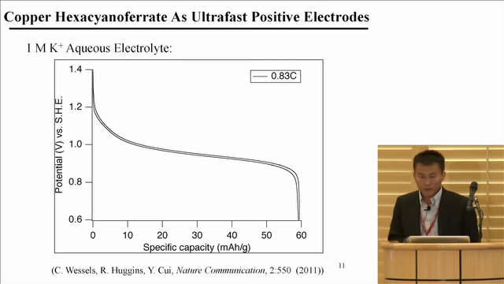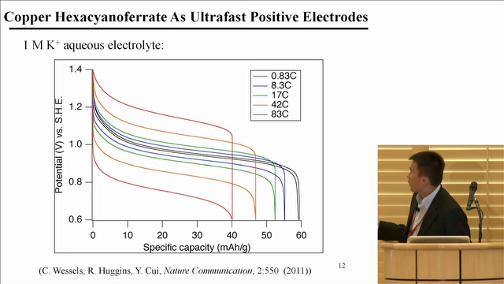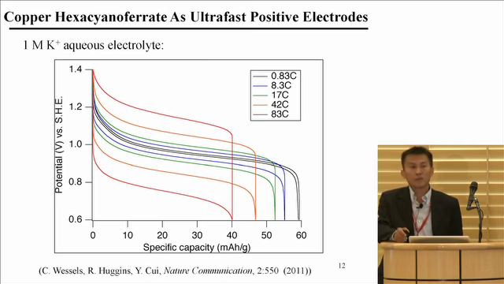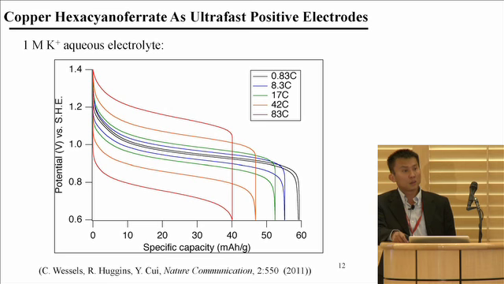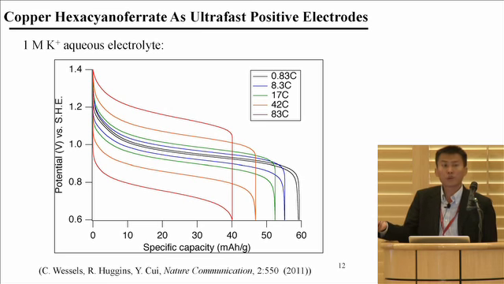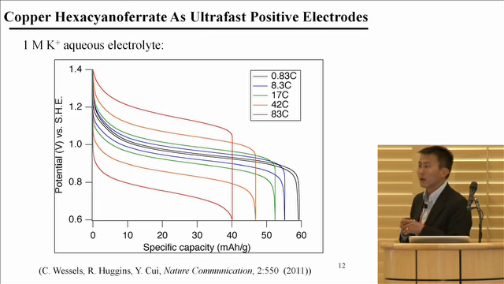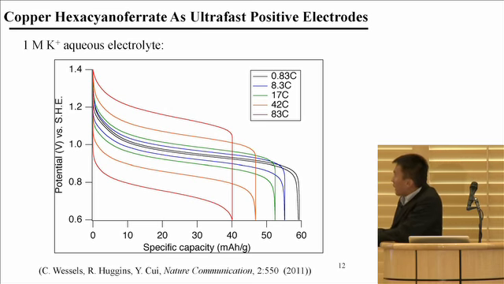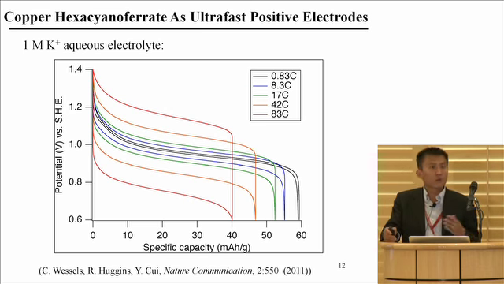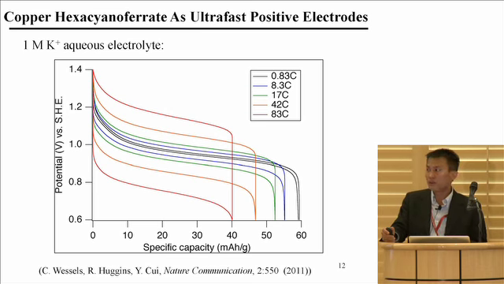If you speed up the rate and go all the way up to 83C. 83C means 1C is 1 hour. 83C means 83 times faster. So you're talking about roughly 40 seconds of charging, discharging. For the very big electrode we are making, this is very fast. Hysteresis is actually still considered very, very small for this fast charging rate.